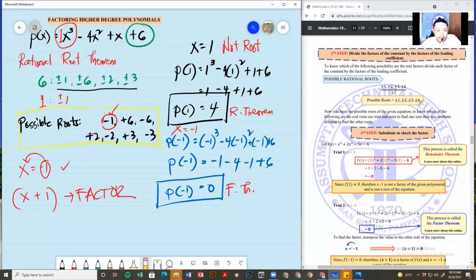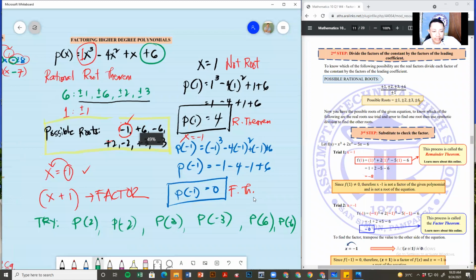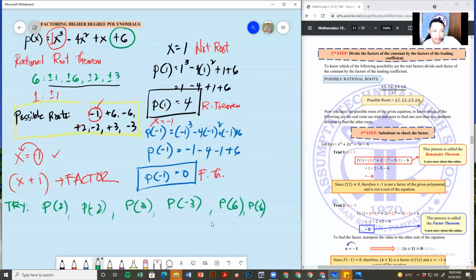Now, I want you to try P of 2, P of -2, P of 3, P of -3, P of 6, and P of -6. But again, as soon as you already found the 3 roots for the polynomial, you need not to test the remaining possible roots anymore.